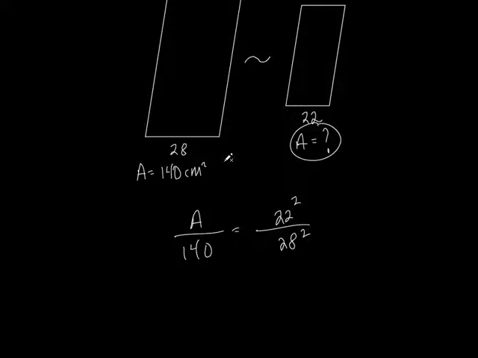And I could have gone 140 to A, but then look where the A would have been. It would have been on the bottom. It would have taken you an extra step to solve for A. I like to put the A on the top. So I'm comparing the smaller one to the bigger one just because I want the A on the top. So I compare the smaller one to the bigger one on the sides. But I don't just compare the sides, I compare the square of the sides.